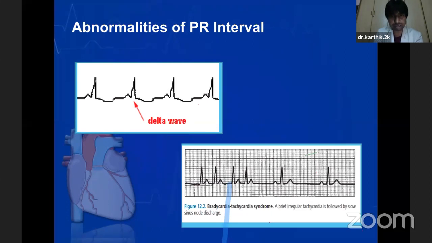When the PR interval is less than 100 milliseconds, it can be either normal, as a transient consequence of any dyselectrolytemias, or it can be pathological, when it is called an aberrant pathway or a delta wave, which we call WPW syndrome in clinical terms.